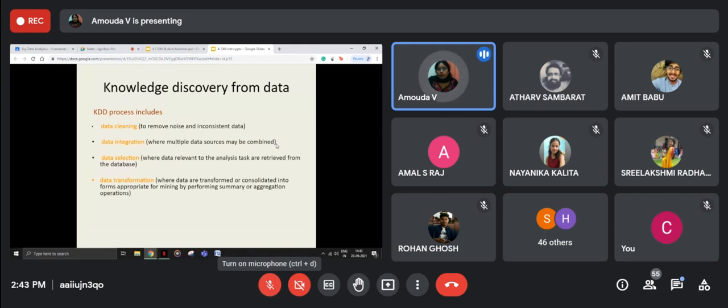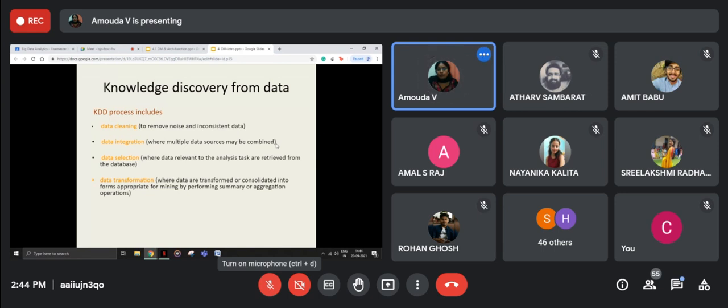Okay, fine, I integrated the data, too many data are there, but I don't want all the data for my query. I need only the particular enterprise, or the sales department, or the purchase department, or the customer profile. What I want, that is data selection, where data relevant to the analysis task is retrieved from the database. Students, please listen. The word comes: analysis task. What are the data mining tasks? I'll come to that later.